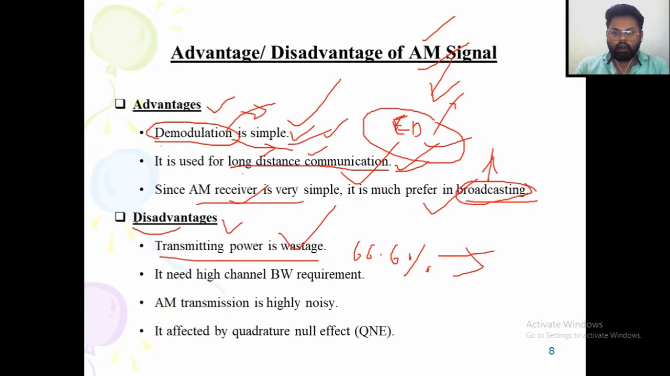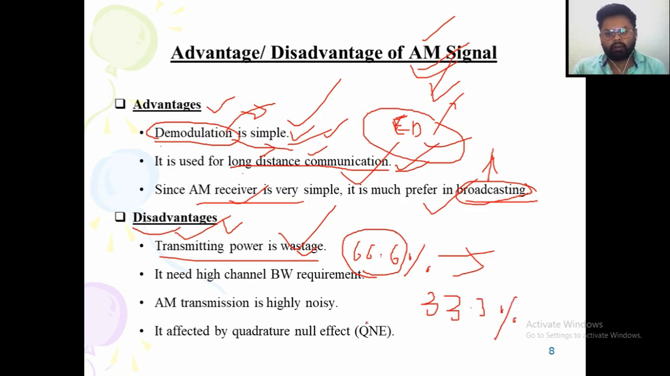So this is all about the advantages. Now I am going to discuss some disadvantages of AM. The biggest drawback of the AM signal is the huge amount of power: 66.6% of the total power is wasted in the transmission of AM signals, right? Only 33% of the total power is used for the message.